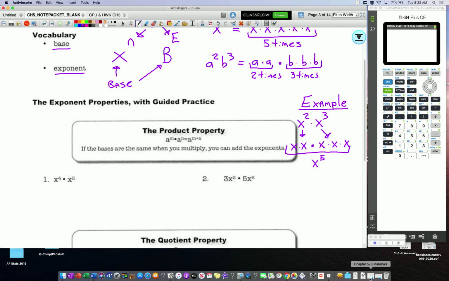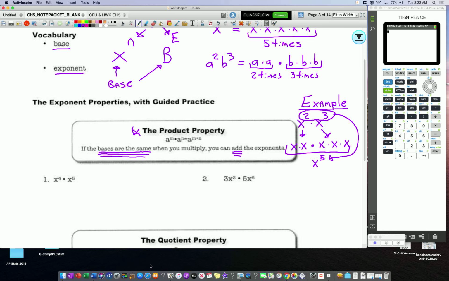What hopefully we notice is that when we do stuff like that, another and faster way to get there is by simply adding the exponents. So this leads to this rule right here, the product property. a to the m power times a to the n power is equal to a to the m plus n power. So you add exponents. This is the most important thing. You add the exponents. The other thing is the bases must be the same.